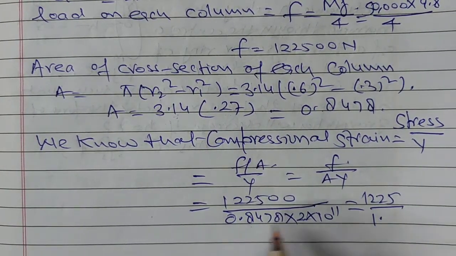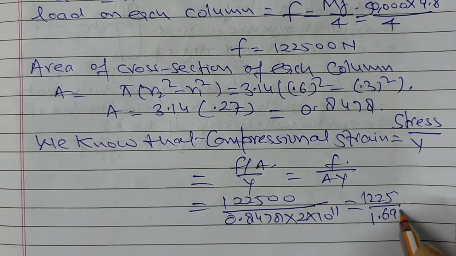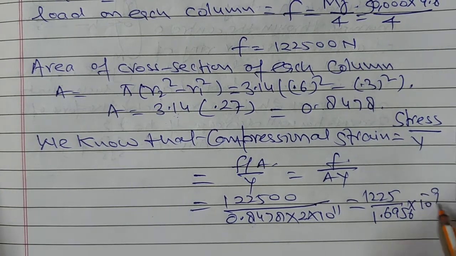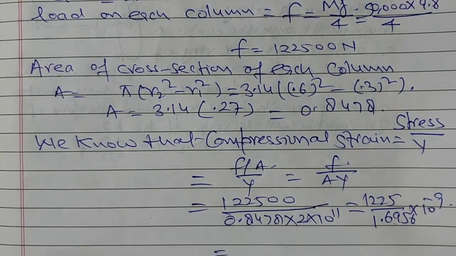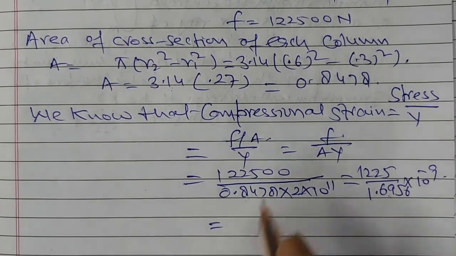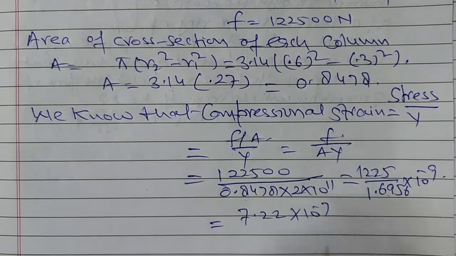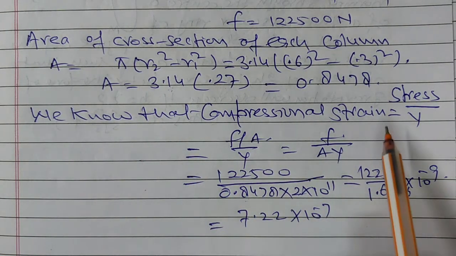दोनों को मल्टीप्लाई 2 से इसको मल्टीप्लाई किया तो this is 1.6956 into 10 raised power minus 9, and on dividing this is 7.22 into 10 raised power minus 7, right? तो this is the compressional strain.